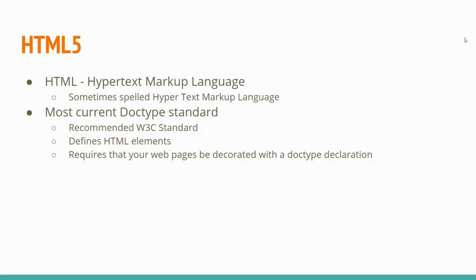This is the doc type declaration. You have an opening angle bracket or a left angle bracket, an exclamation mark, the word doc type, space HTML, and then you have the right angle bracket. This is all that is needed, and it must be the first line of code on your web page.